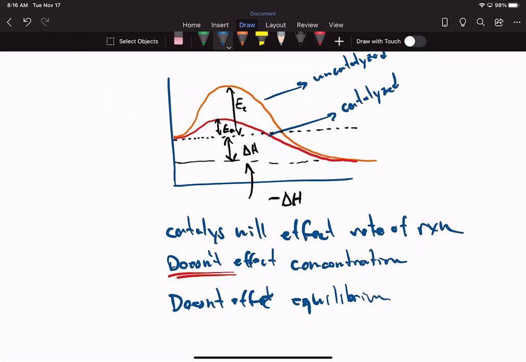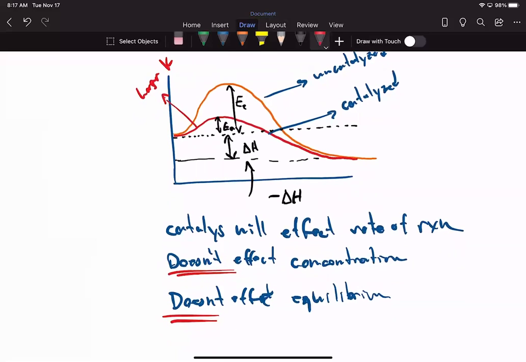is equilibrium, right? So again, catalysis will only affect the rate of the reaction, in that we're going to get a larger K value, right? So here, this would have a larger K value. The larger the K, the faster the reaction goes, right? So it just affects the rate of the reaction, but it doesn't necessarily affect the concentration, and it doesn't affect the equilibrium.